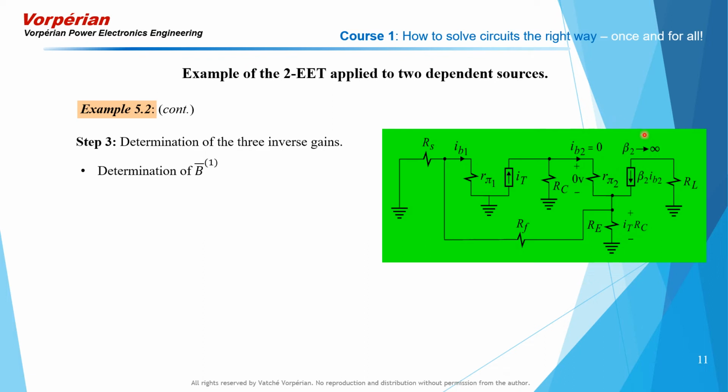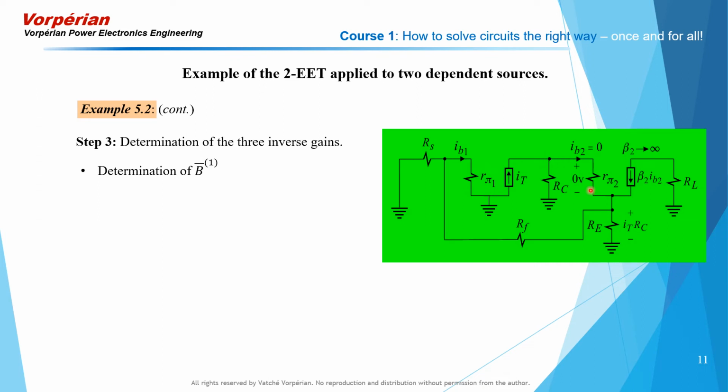We've seen this before. Here now, when beta 2 is infinity, the current that it depends on will shrink to 0. When IB2 goes to 0, IT will flow entirely through RC, creating a voltage drop IT RC across it. That voltage drop will appear exactly at this node here because there's no voltage drop here. IB2 is 0.